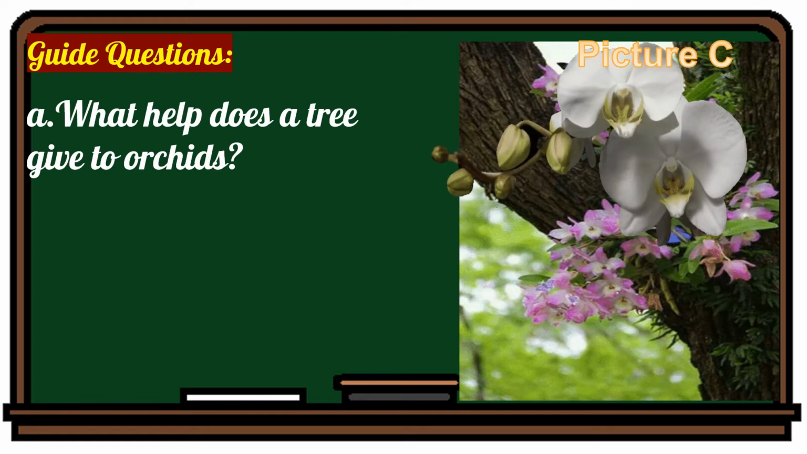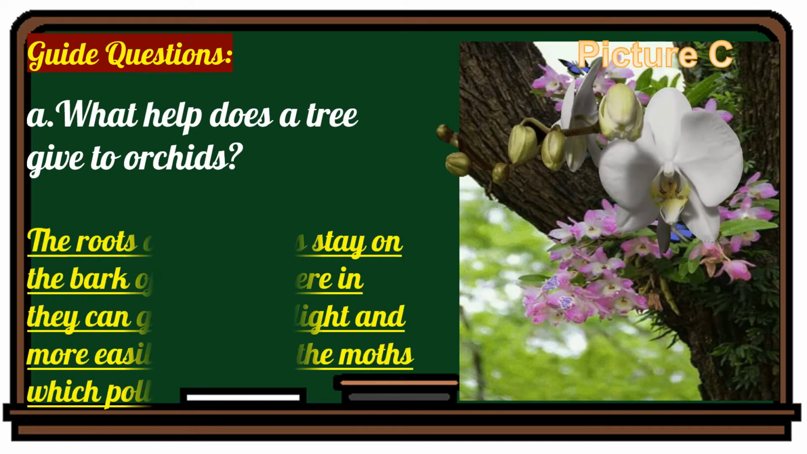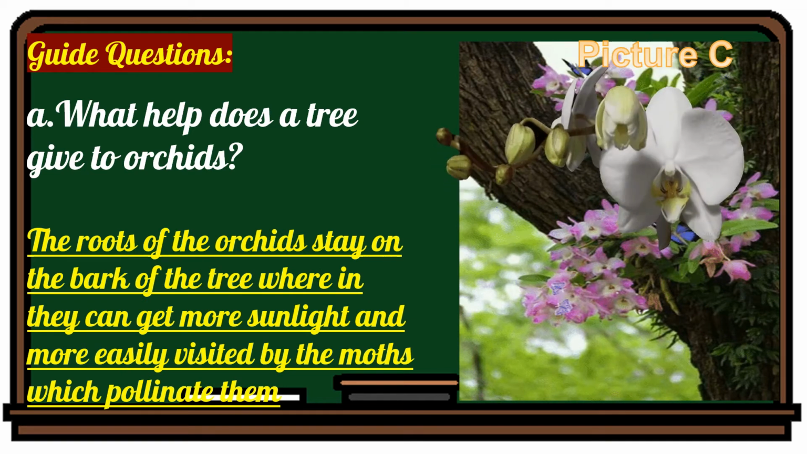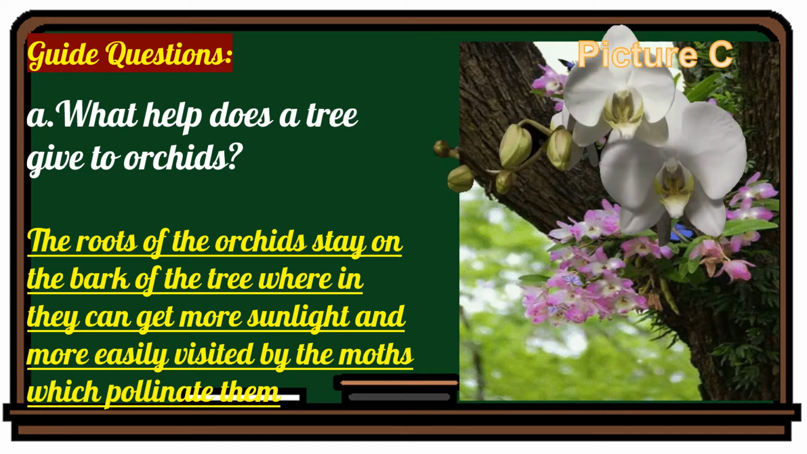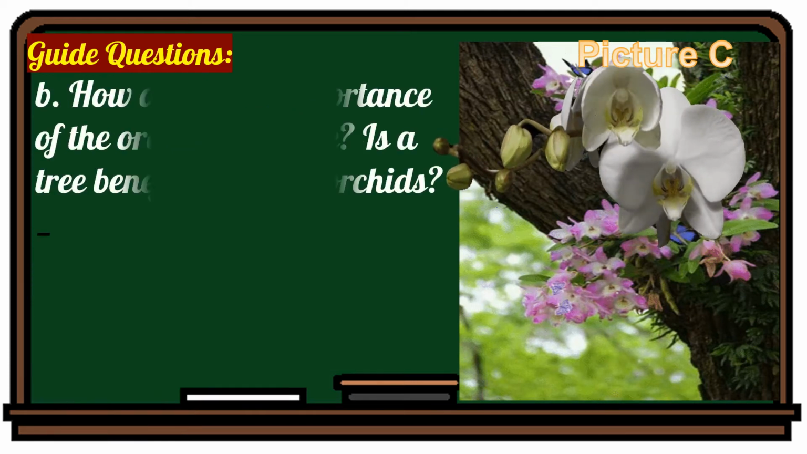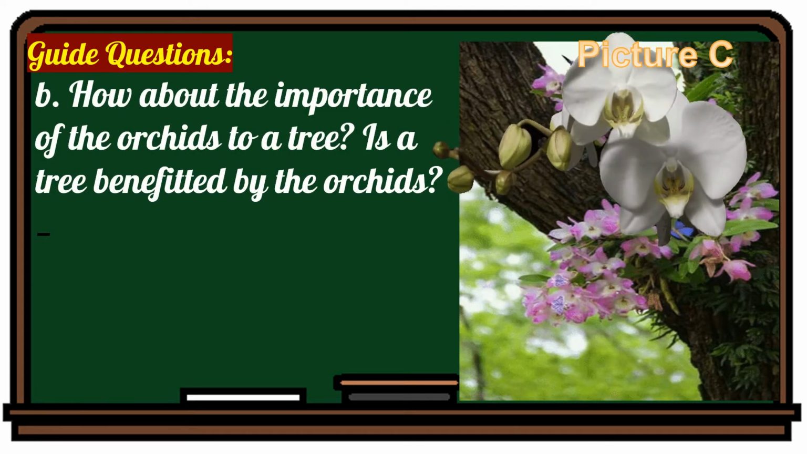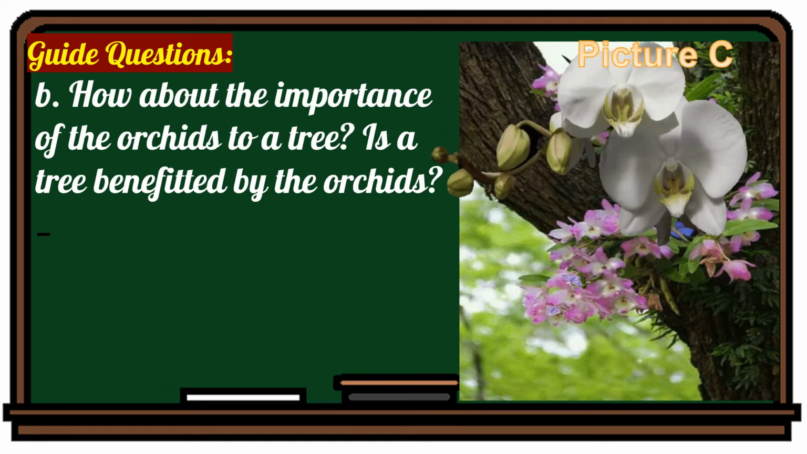For letter A, what help does a tree give to orchids? The roots of the orchids stay on the bark of the tree, wherein they can get more sunlight and be more easily visited by the moths which pollinate them. For letter B, how about the importance of the orchids to a tree? Is the tree benefited by the orchids?